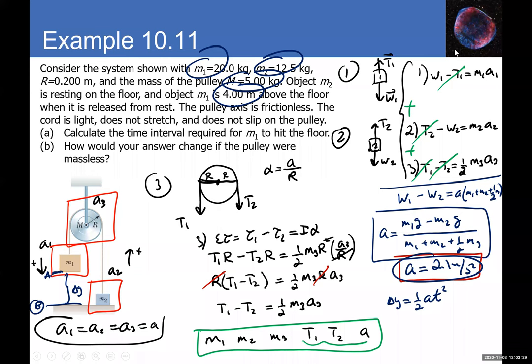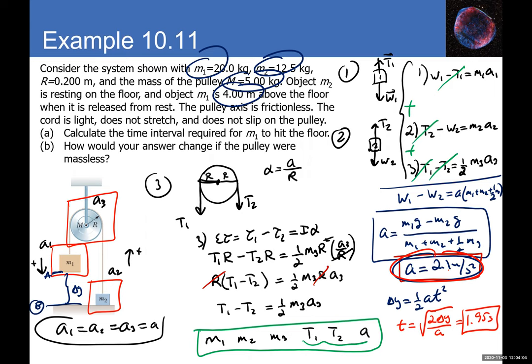All right, so all I have to do is calculate for t by rearranging everything. The square root of 2 times delta y over a, and I can solve for t to be 1.95 seconds. There you go. So that's part A, where I needed to find acceleration using Newtonian dynamics and rotational dynamics, and then find the time. Because once the object is going down, it's just a linear motion, so I can use linear kinematics for that.